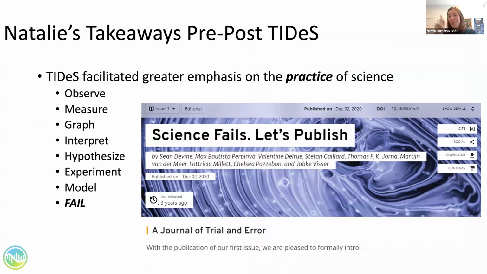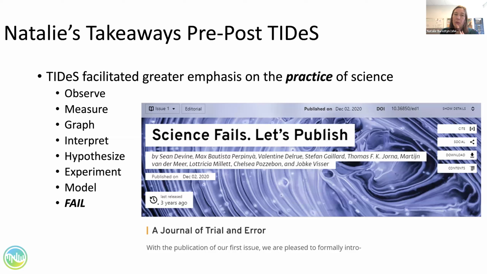No, it's not. My takeaways. My takeaways from my teaching with this material and my development of this material is that this really allowed me to emphasize the practice of science. And I've always wanted to emphasize the practice of science, but being on the back end of curriculum design was really a major emphasis point on our end for the physical science and geoscience materials. And a lot of that is observe and measure and graph and interpret and hypothesize and experiment and model, all of which you saw in my slides.